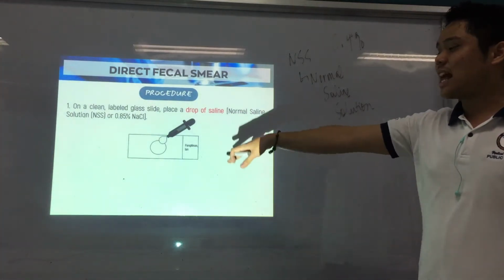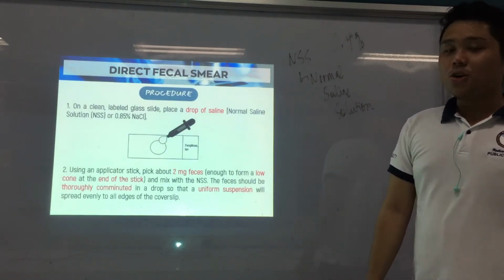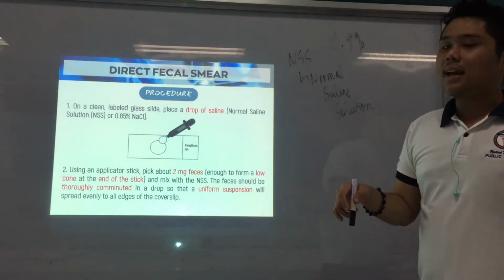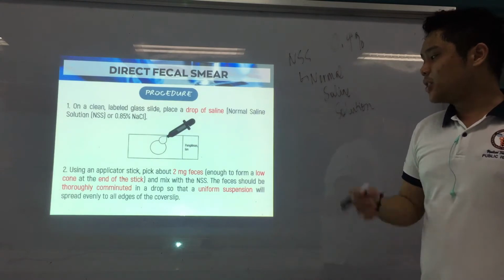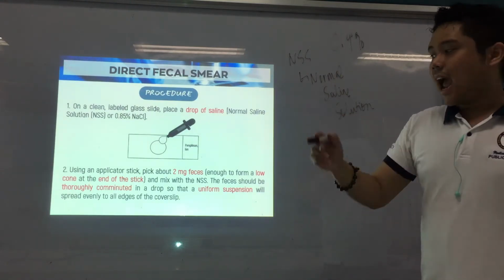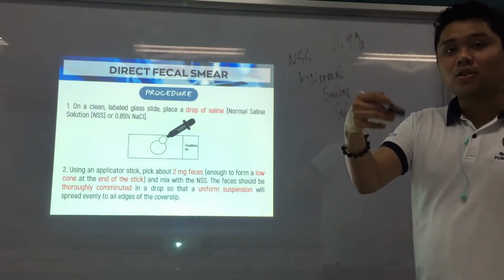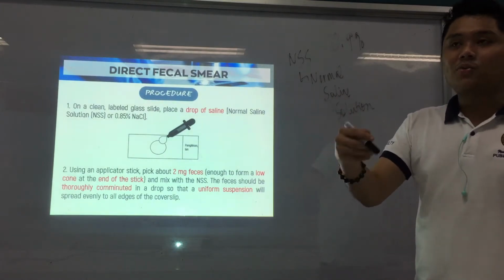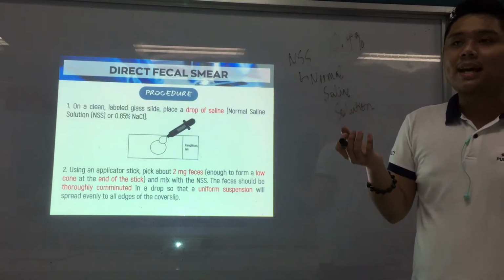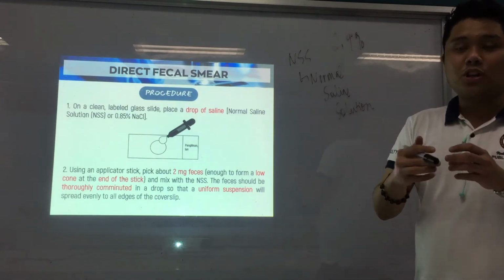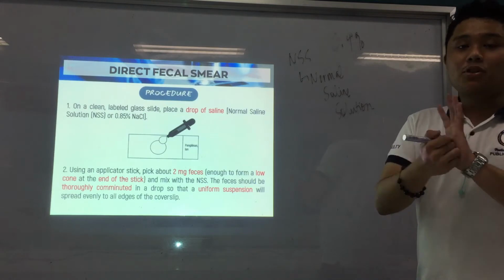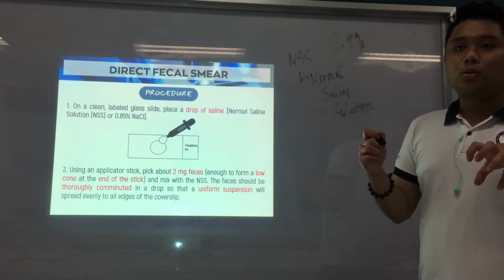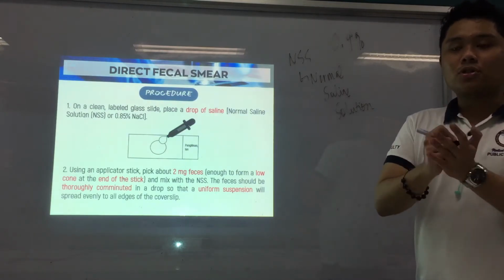Okay, so that's your slide with 1 drop of NSS. Next, using an applicator stick, you pick about 2 milligrams of feces, enough to form a low cone at the end of the stick, and mix with the NSS. Make sure that the stool specimen is thoroughly comminuted. When you say comminuted, you break it up. If you see clumps or large particles of stool, you need to break that down, to release the parasites that could have been trapped in those clumps.